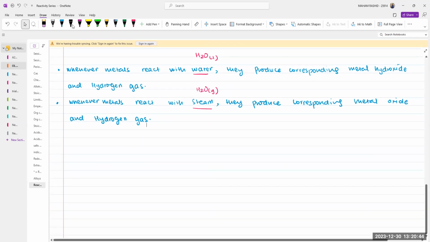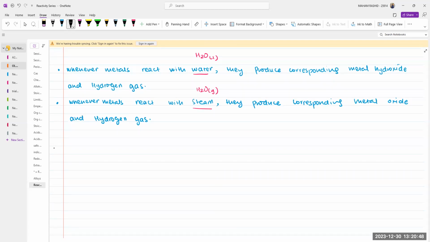Now we move on to the thermal decomposition of carbonates and nitrates. Are you done copying? Yes.